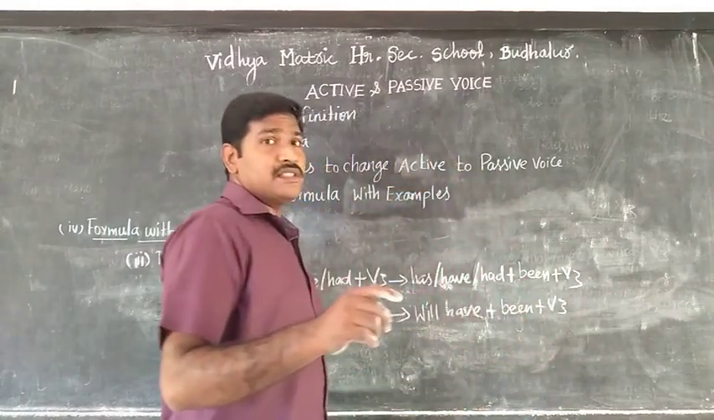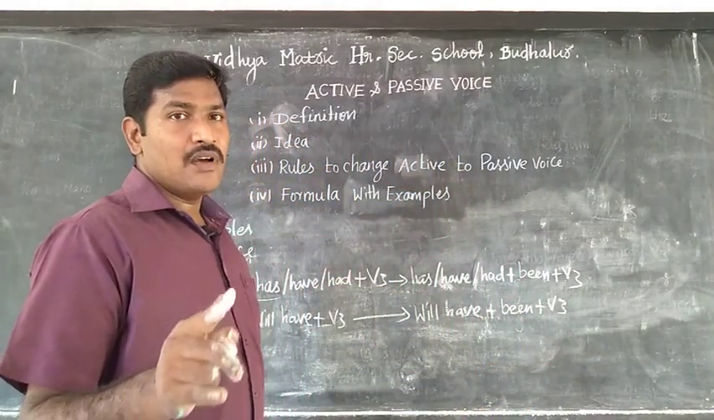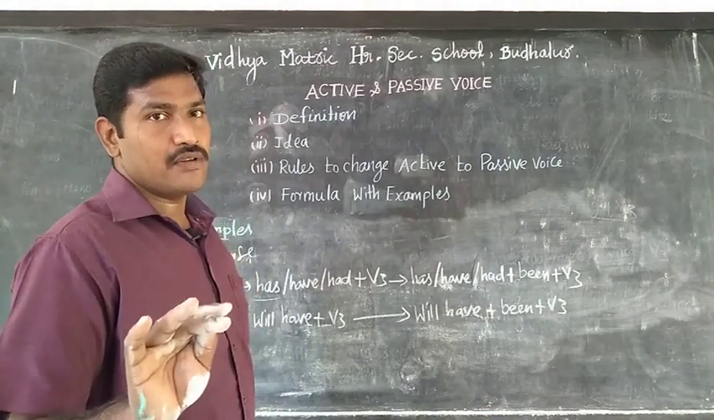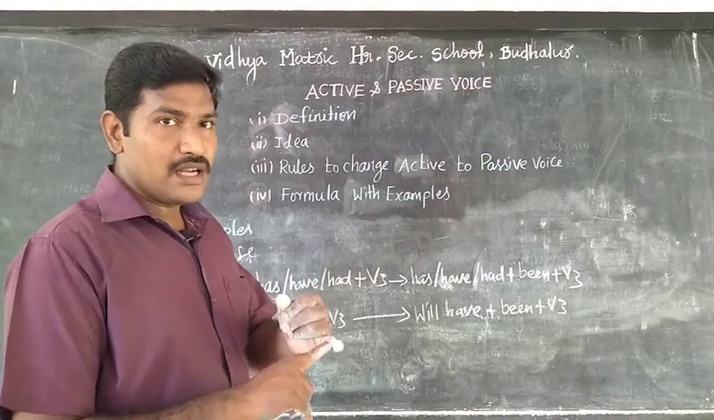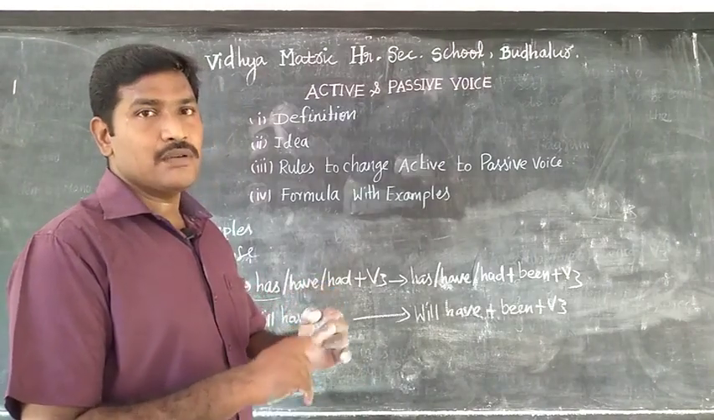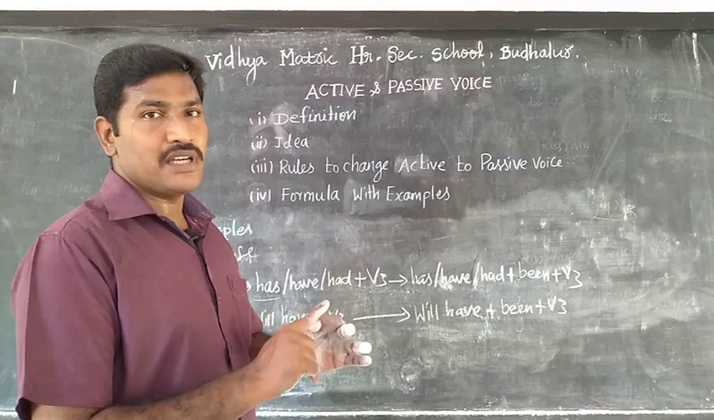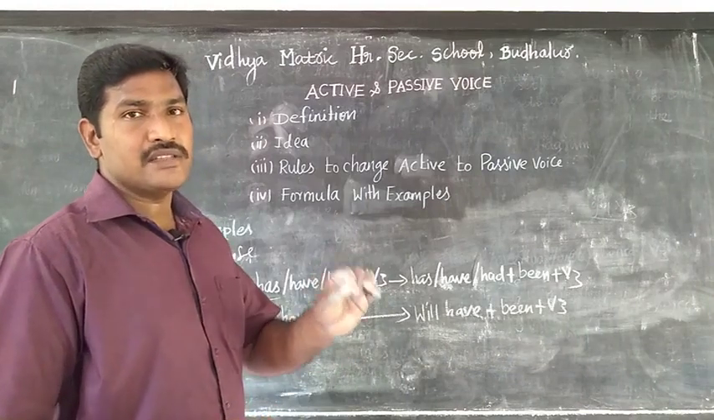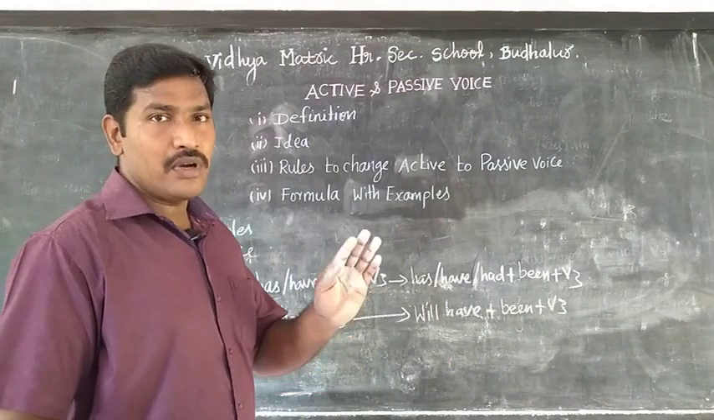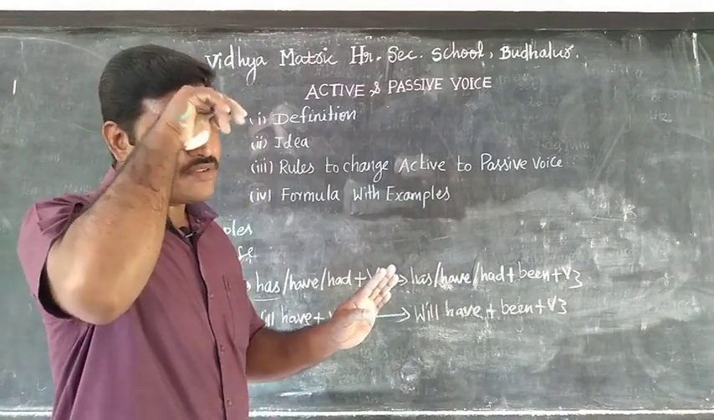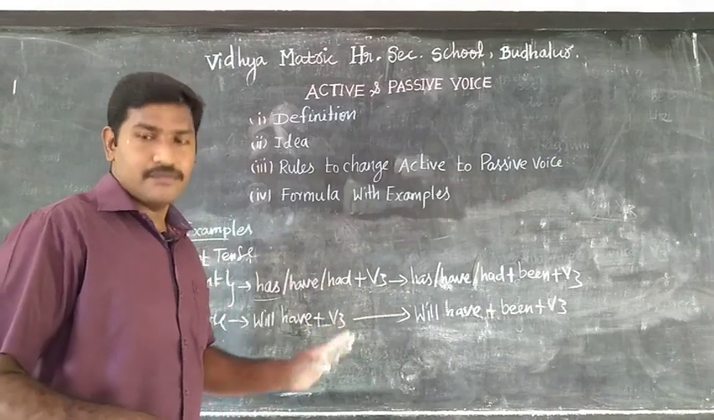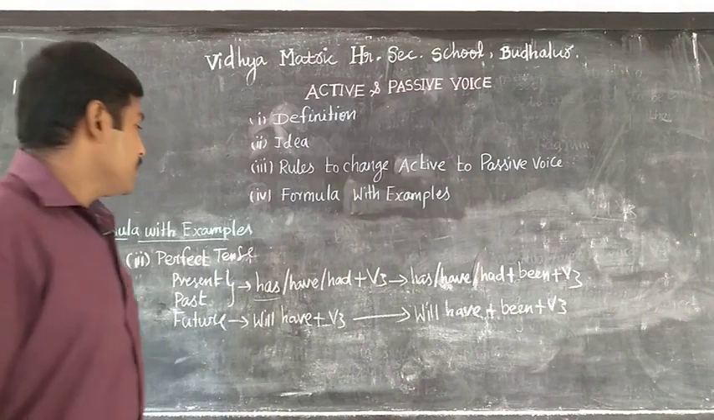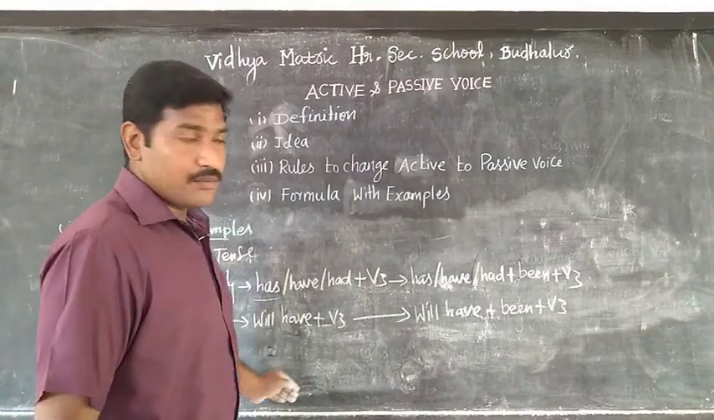Future perfect tense has a passive form. Future perfect continuous only has no passive form. Don't confuse yourself. You should be clear: present continuous tense, present perfect continuous tense, past perfect continuous tense, and future perfect continuous tense. These four kinds of sentences have no passive form. The rest of the others have passive form. So shall we move to the example?